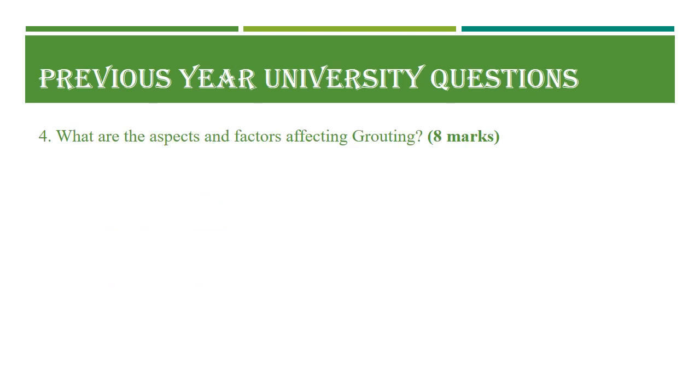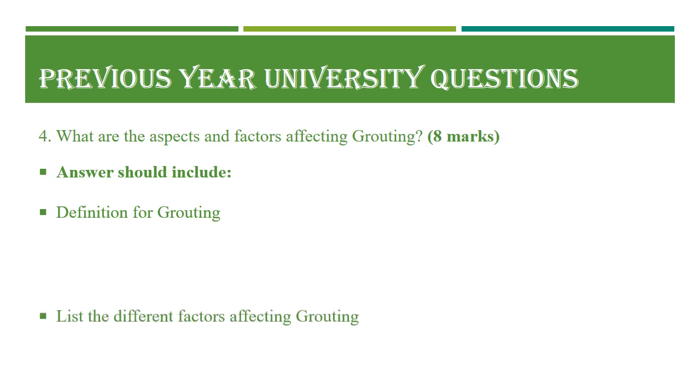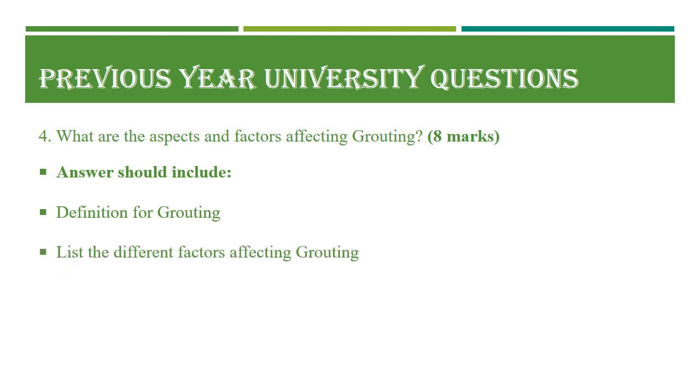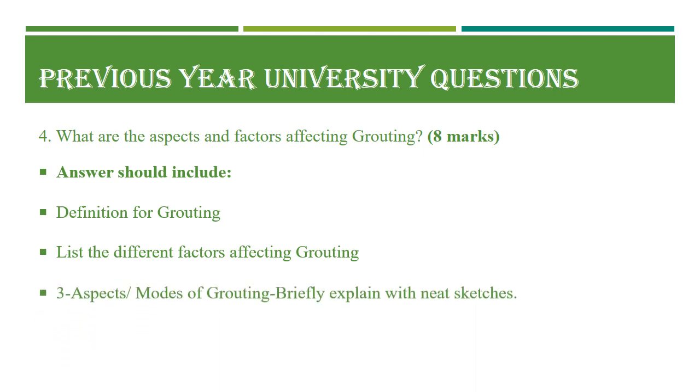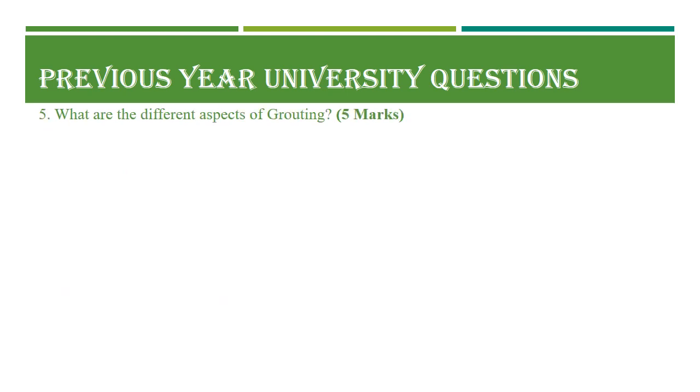The fourth question is what are the aspects and factors affecting grouting, which is asked for 8 marks. Your answer should include definition for grouting, list the different factors affecting grouting, the 3 aspects or modes of grouting, and briefly explain these 3 aspects with neat sketches.